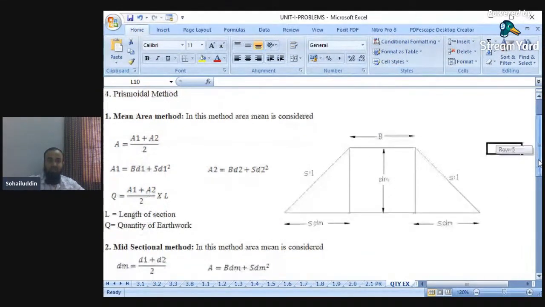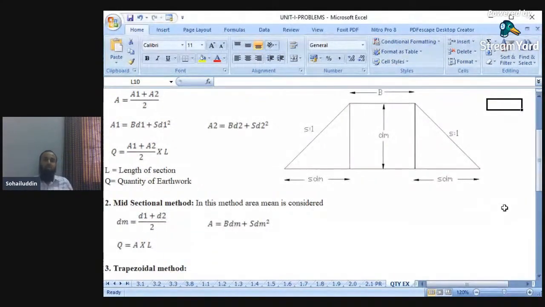Next, the second method is the mid sectional area method. I have shown you this problem. This figure is common for both, whether we are finding the quantity by the mean area method or the mid sectional method. It is one and the same. Here the word is mid sectional method. We are taking the mid section.